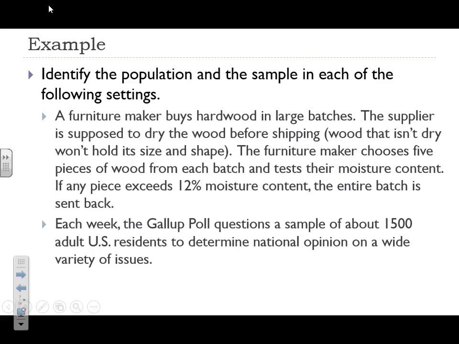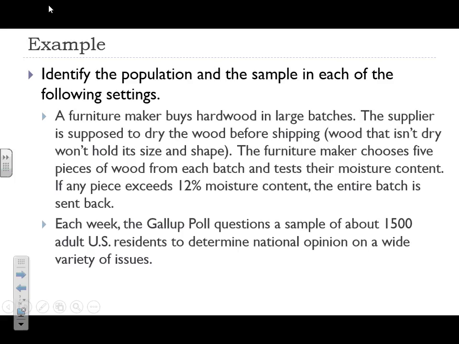So every time the supplier brings a batch, they have to test that batch, right? Now these batches might be so large that it's not feasible to test every single piece, right? So the entire population that they're interested in is the entire batch. What is their sample? What do they actually study? The 5 pieces. So each time they bring a large batch, they just randomly select 5 pieces and test the moisture content. Okay? So population, entire batch; sample, the 5 pieces they actually select to test. Does that make sense?